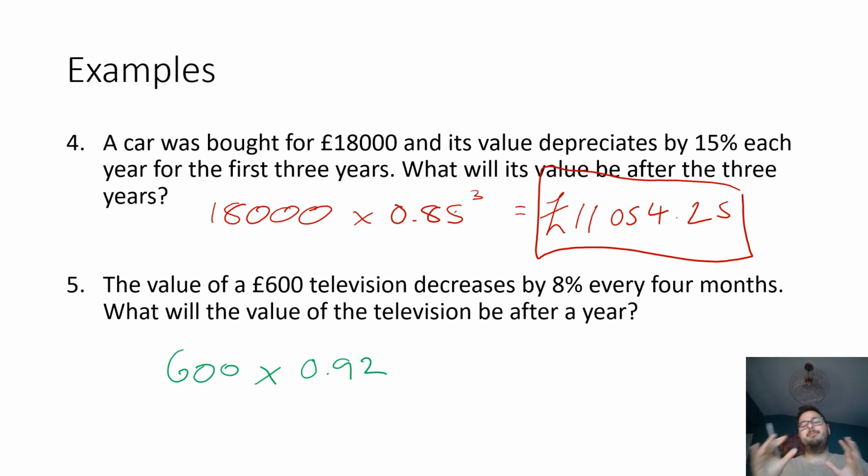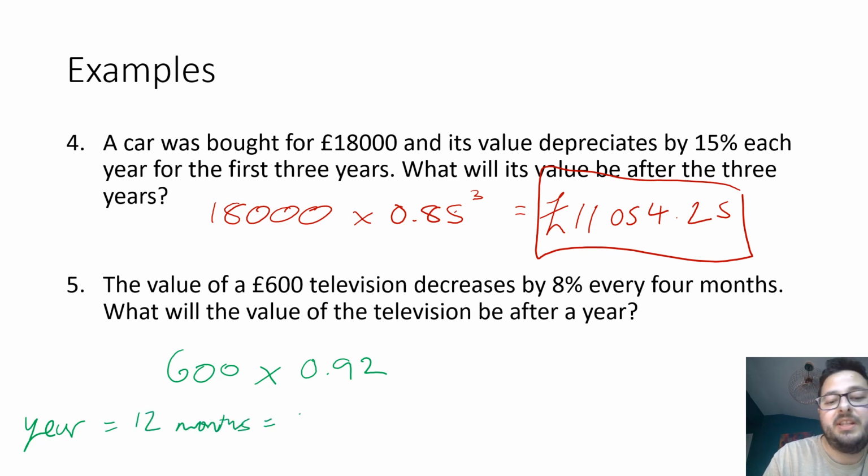Now, what is the power? Now, it decreases by that every 4 months. What will the value of the television be after a year? Well, a year is 12 months, which is 3 lots of 4 months.